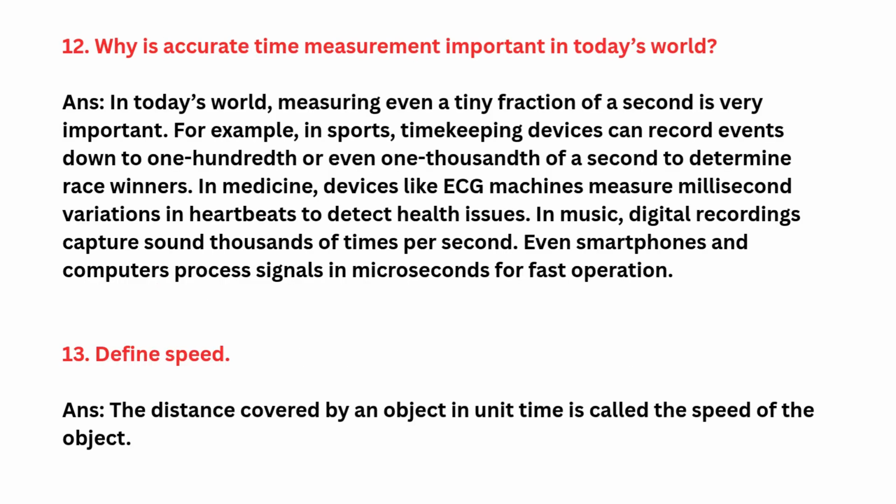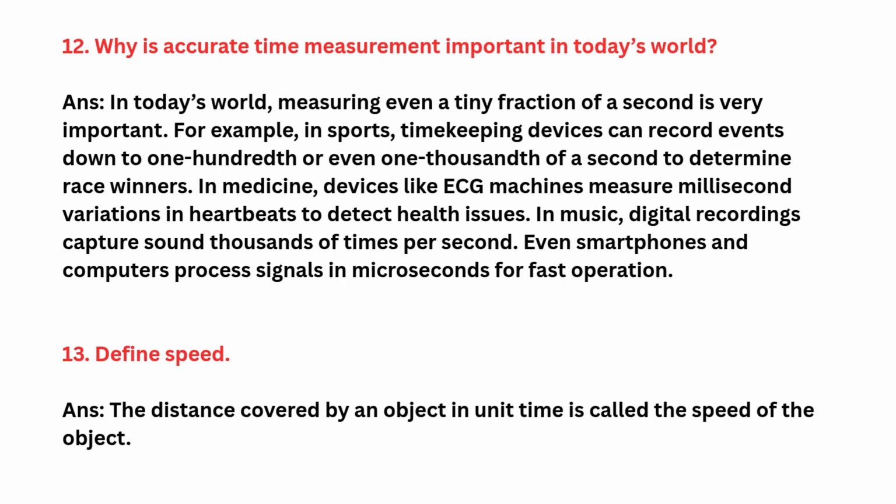Question number 12. Why is accurate measurement important in today's world? Answer: In today's world, measuring even a tiny fraction of a second is very important. For example, in sports, timekeeping devices can record events down to a 100th or even 1,000th of a second to determine race winners. In medicine, devices like ECG machines measure millisecond variations in heartbeat to detect health issues. In music, digital recordings capture sound thousands of times per second. Even smartphones and computers process signals in microseconds for fast operation.